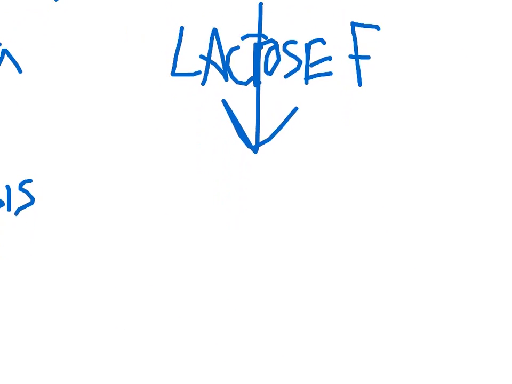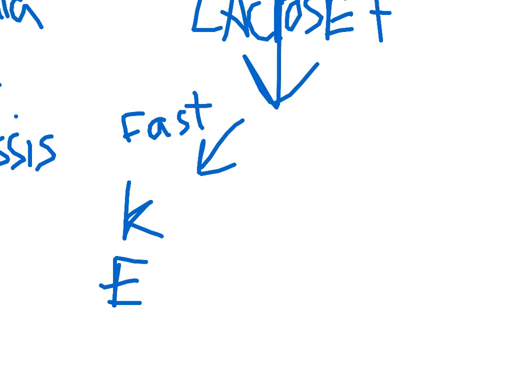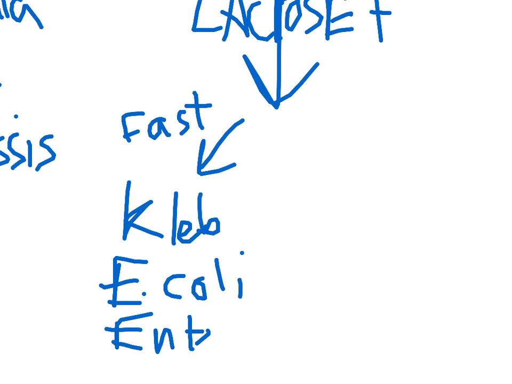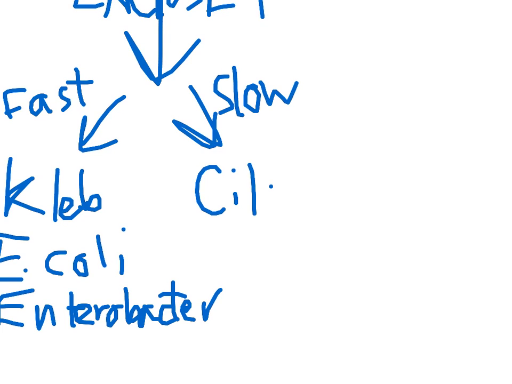So let's just move up for a second. In our lactose fermenters, we have our fast guys. Remember I said lactose was key, so we start K, E, E. Remember this is MacConkey's agar. We have Klebsiella, we have E. coli, and we have Enterobacter. And then we'll also go back up and say that if it's slow, then we're going to have the C and the S, which are Citrobacter and Serratia. So that's if it's lactose fermenting.